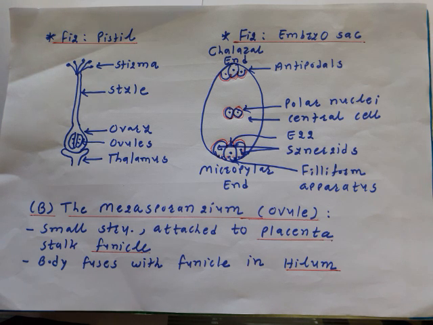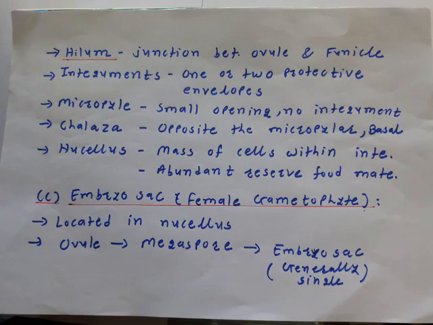Now, the megasporangium or ovule structure. Megasporangium. As the name suggests, the structure which develops megaspore is known as megasporangium. When we study this structure in a flower, it is a small structure attached to the placenta region and the stalk is funicle. Here, the body is fused with the funicle in the hilum region. What is hilum? Hilum is actually the junction between ovule and funicle region. This structure also possesses integuments. Integuments means one or two protective envelopes surrounding this embryo sac structure.